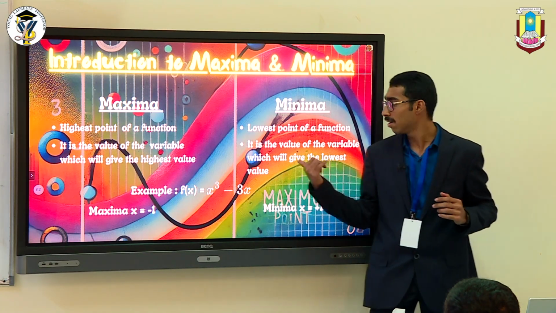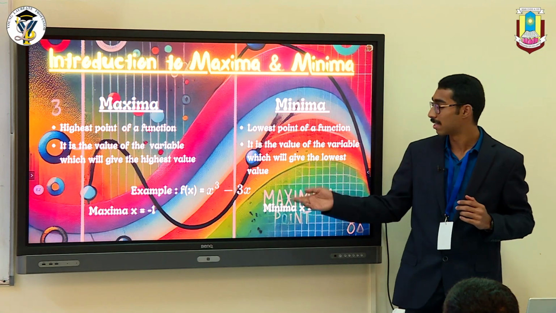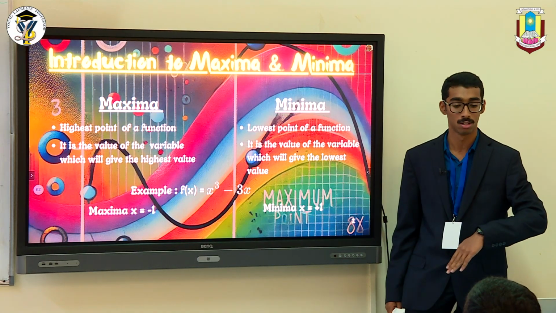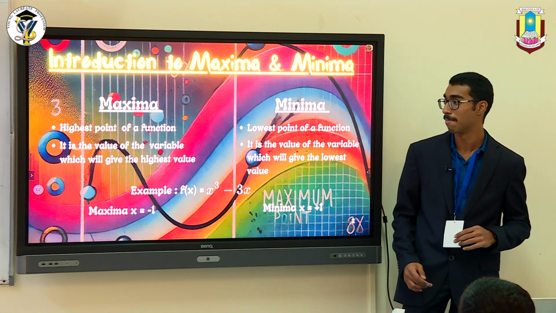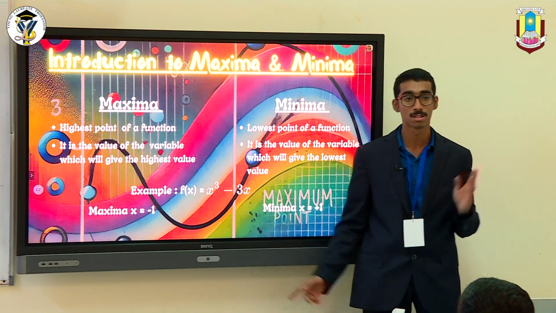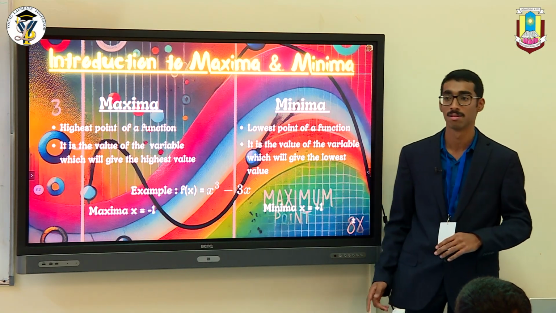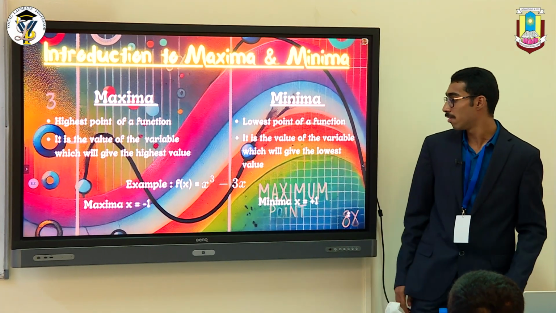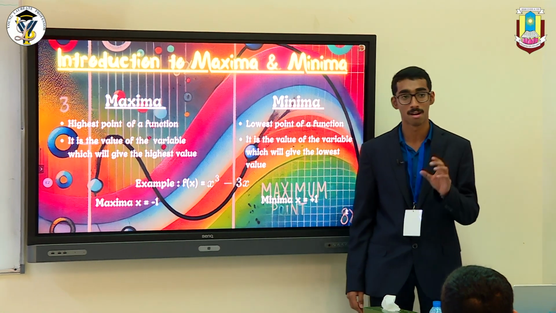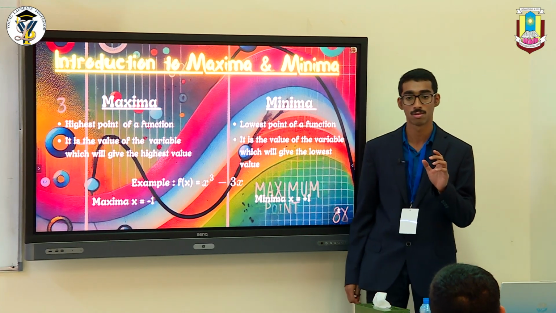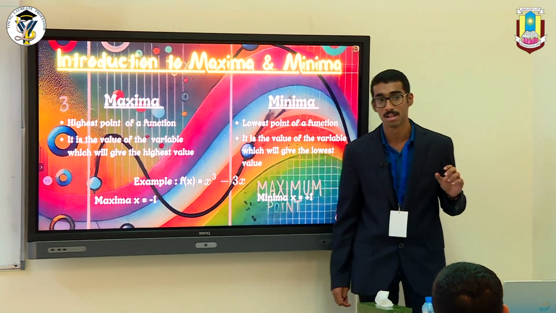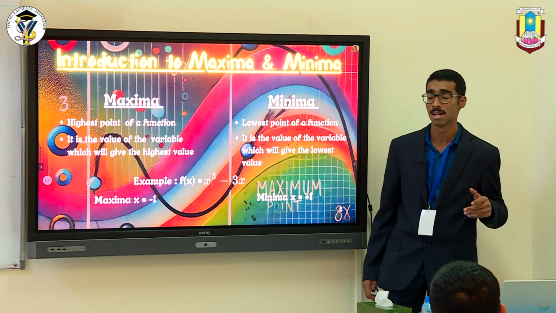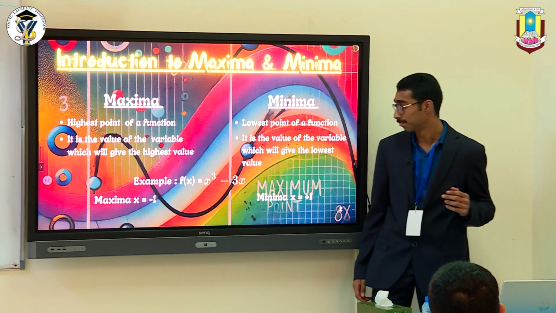Minima is the opposite of maxima, sorry. Minima is the lowest point of a function, that is the lowest point it will go, that is concave down. In mathematical terms you can say maxima is concave up and minima is concave down. It's not there in CBSE, just extra I said. So it is the value of the variable which will give the lowest value. So the coordinates of the graph which will give the lowest value of the function will be known as minima, and the value is known as the minimum value.